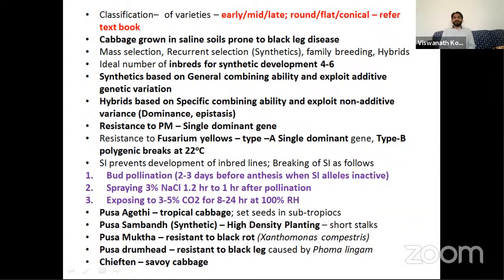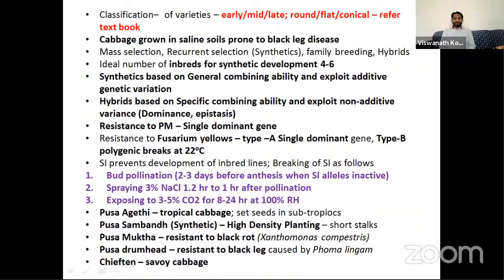We take inbred lines and we allow the open pollination among the inbred lines, and we will collect an equal number of seeds from each parent. We will mix them, we will grow them. This is a simple way of developing the synthetic seed. So you can refer to the textbook for the detailed procedure of developing a synthetic variety.